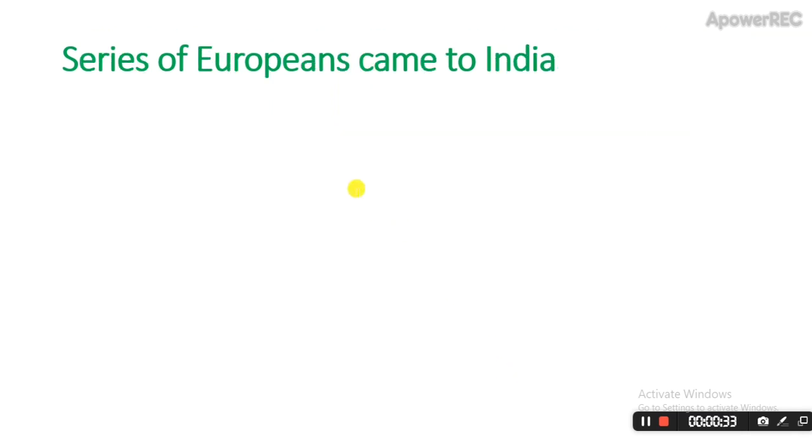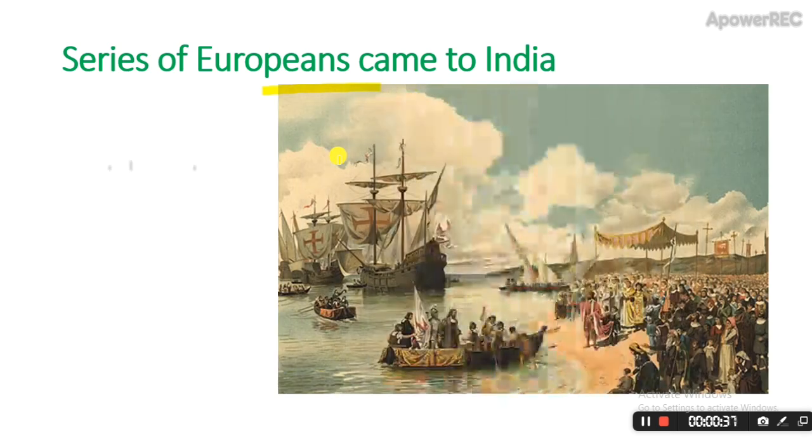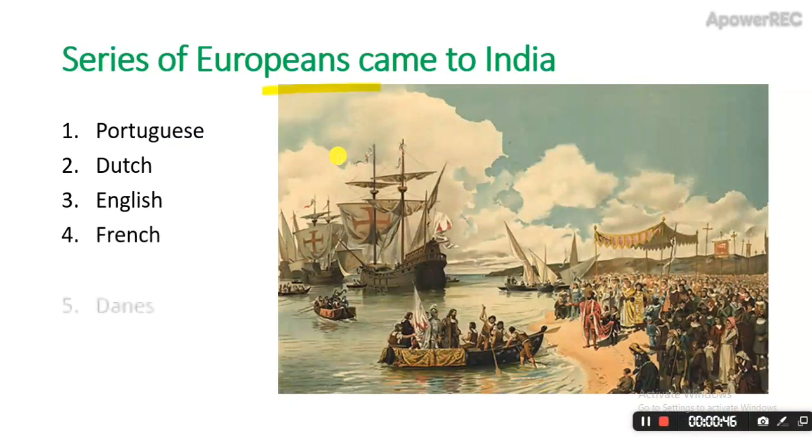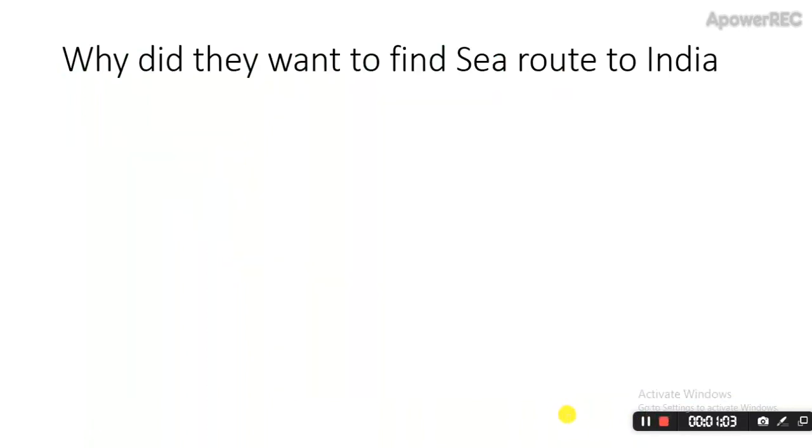So let's move ahead. A series of Europeans came to India. In which order did they come? First were the Portuguese, we all know that. Second were the Dutch, oh we all don't know that. Third were the English. Fourth were the French and fifth were the Danes. Keep it in mind. Here is just an overview. We will go through each and every European company in the next videos. Till then, let's move to the next slide.